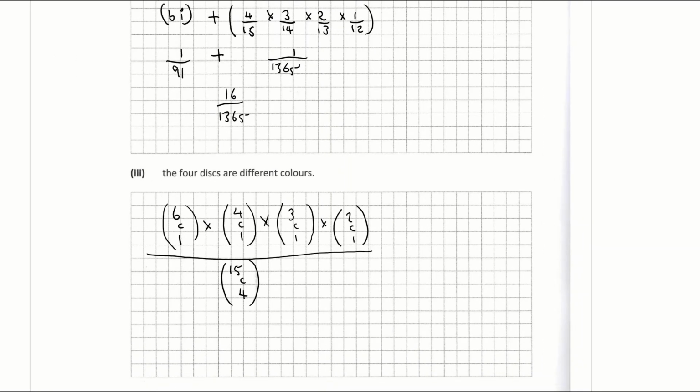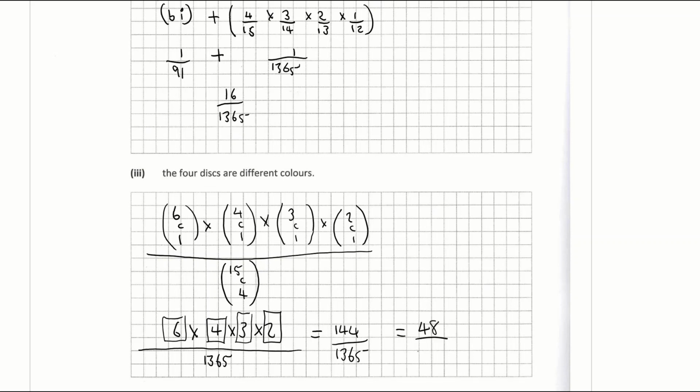And think of it like this. 6 choose 1 is 6, 4 choose 1 is 4, 3 choose 1 is 3, 2 choose 1 is 2. So you might look at it like this with the boxes around them. You're counting the different ways of getting your reds, greens, yellows and blues. And I'm dividing that by 1,365. And when I multiply the top line, the numerator, I get 144 over 1,365, which simplifies down to 48 over 455. And that is question 3.